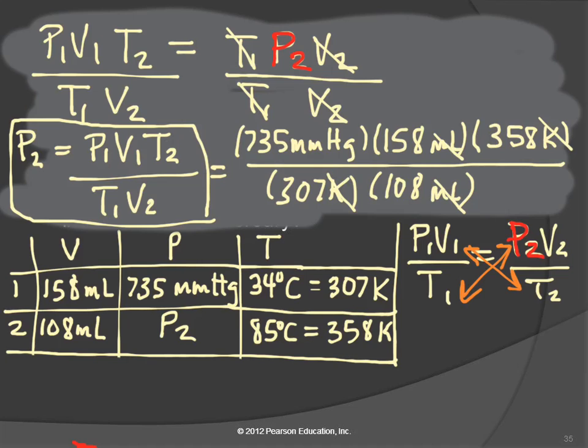So now you need to punch this through in your calculator. And this is where I always have students miscommunicate with their calculators. So get your calculator out and actually do this with me. So we're going to take 735 times 158 times 358 divided by 307, and this is where people come into a problem. We're going to divide by 108.